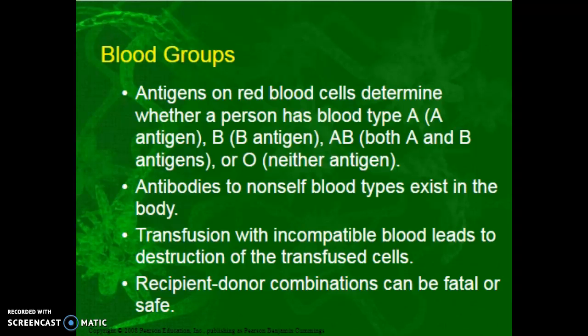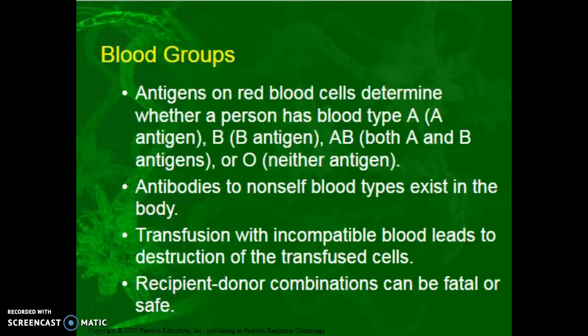Another application of this chunk of material is our blood groups. The antigens on red blood cells determine whether a person has type A, type B, type AB, or type O. Notice that if we have type A, we have A antigen. If we have B, we have B antigen. If we have AB, we have A and B antigens. And O is the omission of all antigens. So there are zero antigens.